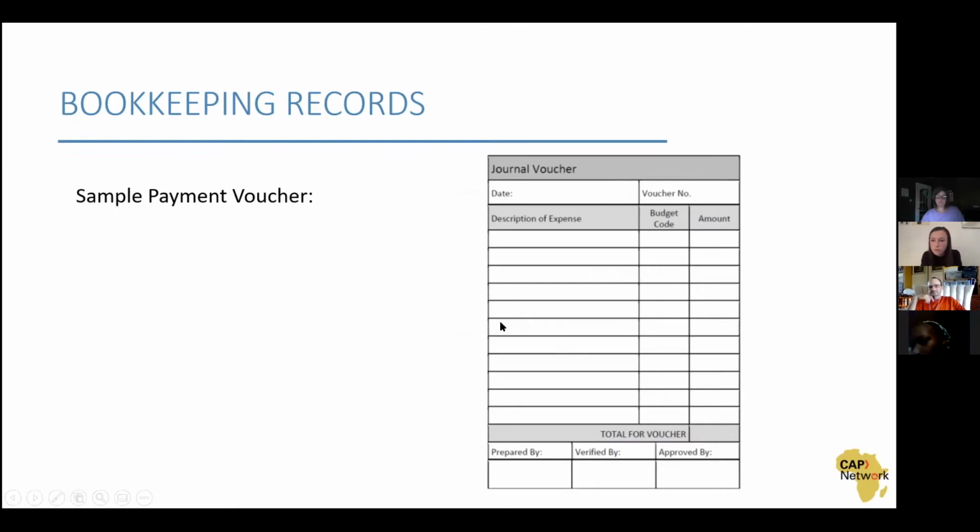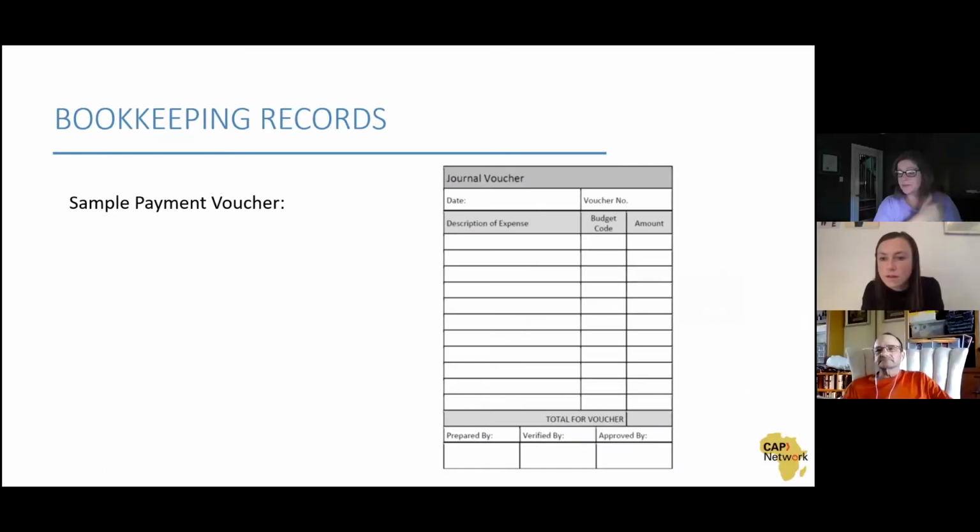Now, we have a couple of questions in the chat box for this, so let's take them. First is, how do you handle payments without vouchers? Say someone paid out on their own but didn't get a receipt. What do you think of that?